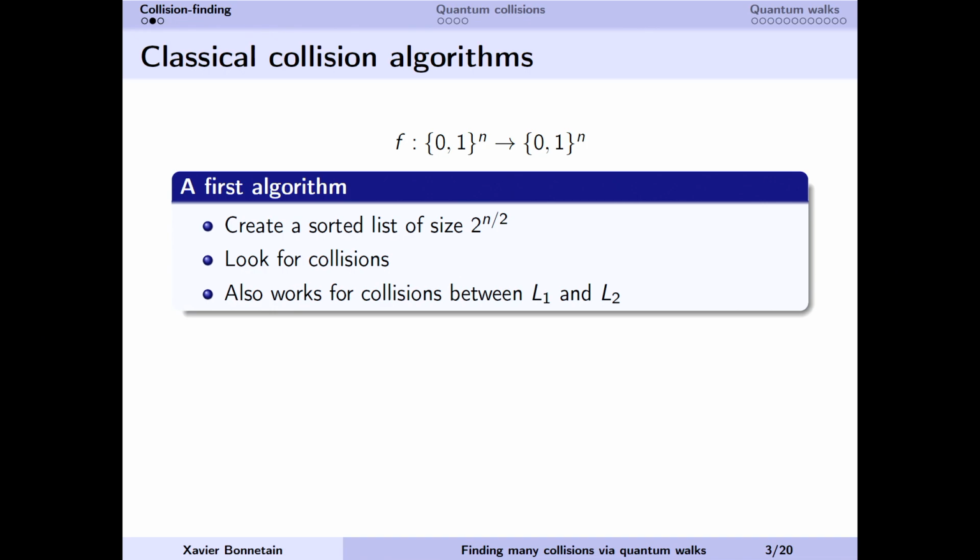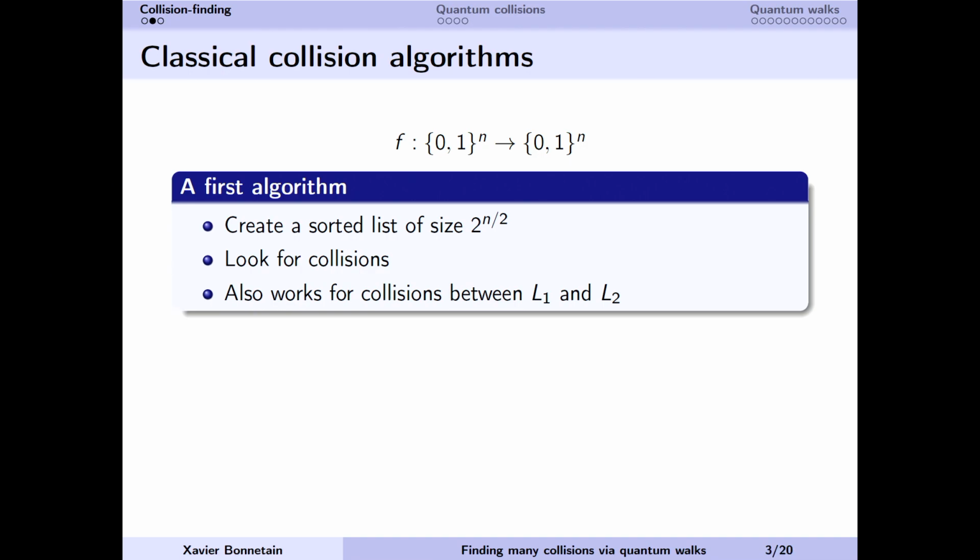We are doing collision finding in the random case. So we assume we have a function f from n bits to n bits, and we want to find two colliding inputs, two different inputs that are mapped to the same output. There is a very simple algorithm that achieves that: take a large list with 2^(n/2) inputs, and sort it according to the output of the function. Then you can efficiently extract collisions from the list.